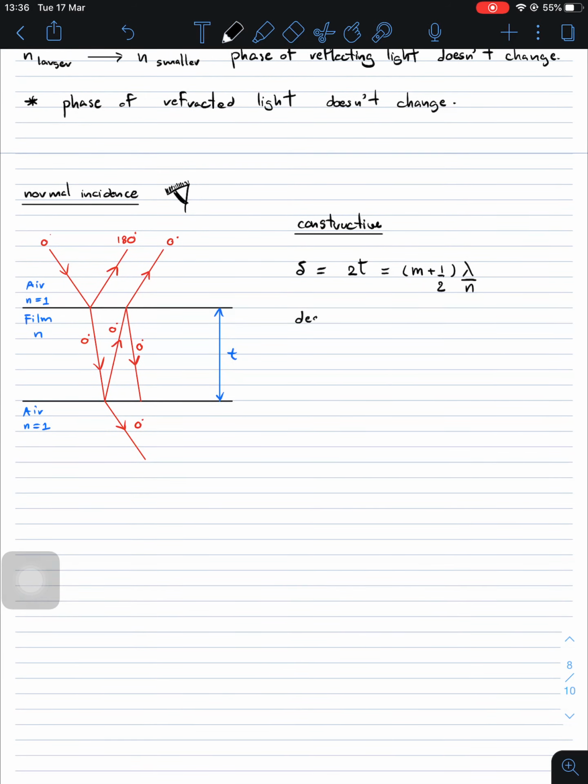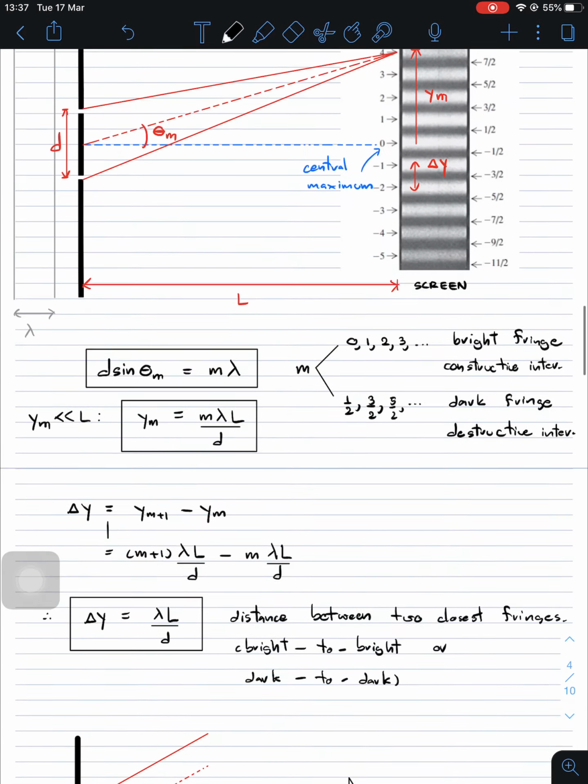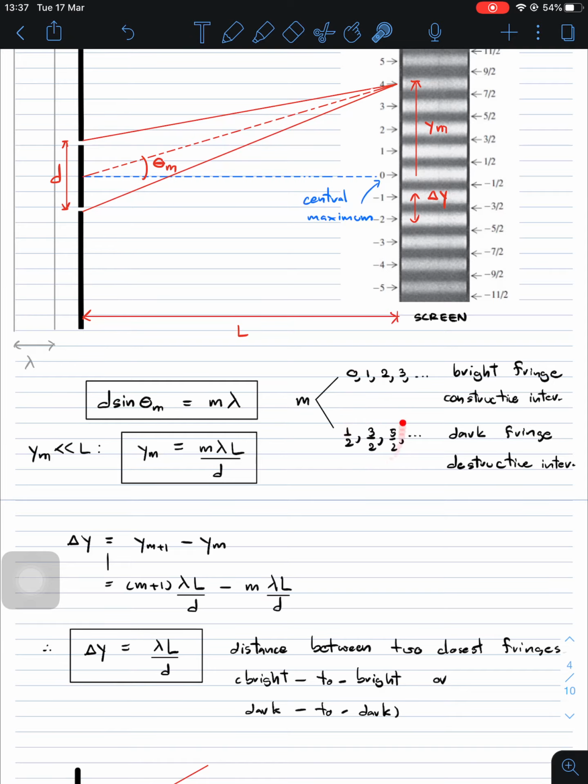On the other hand, if we want the equation for destructive interference, we have delta equal to 2t. This is the same thing. But to get destructive interference, these two must cancel out each other. Don't forget that the phase has been shifted by pi already, corresponding to lambda over 2. So we get that it's equal to m times lambda over n. You see, it's just different from what we have done here. Totally different from here.